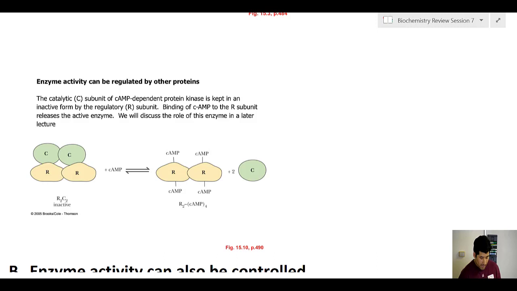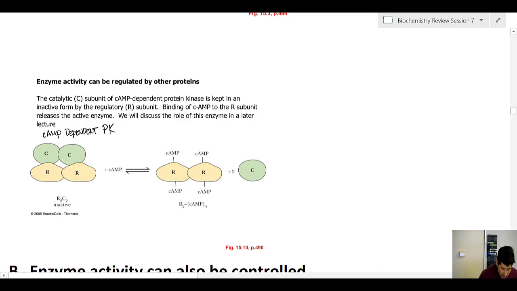So look at what we have here. This right here is cyclic AMP dependent protein kinase. So I'm going to put PK. This right here is a kinase. What do you think this protein kinase requires in order for it to be catalytically active? If it's a cyclic AMP dependent protein kinase, it requires cyclic AMP.